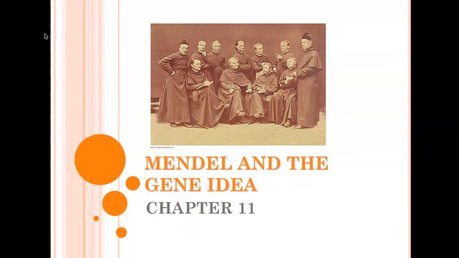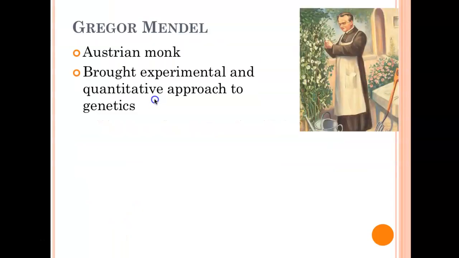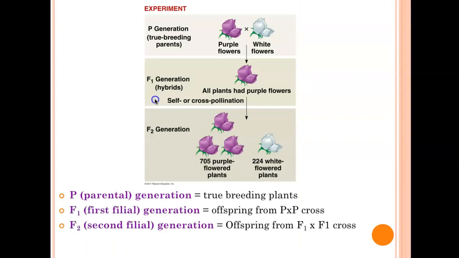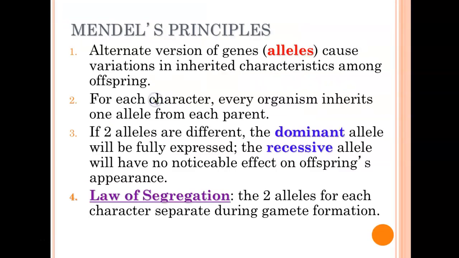So I am now on number 17. What did Mendel discover? Well, he really discovered this dominant and recessive idea. So Mendel's principles are that you have alternate versions of genes called alleles that cause variation. For each character, every organism inherits one allele from each parent. If the dominant allele is present, it will be fully expressed. The recessive allele will have no noticeable effects on the offspring's appearance if the dominant allele is present. That's really it. He studied pea plants.